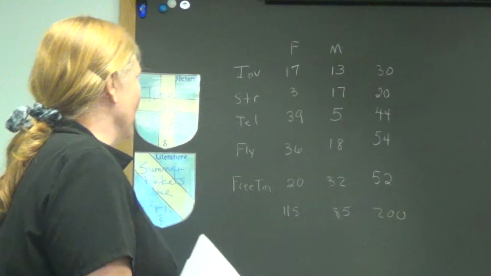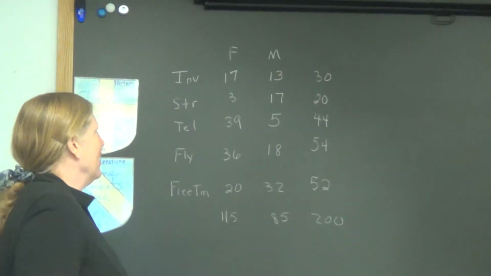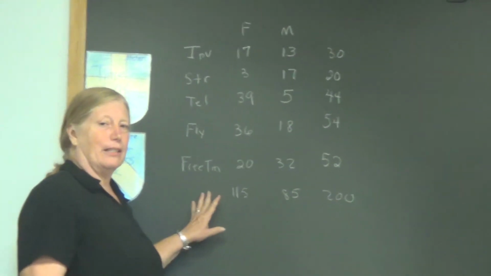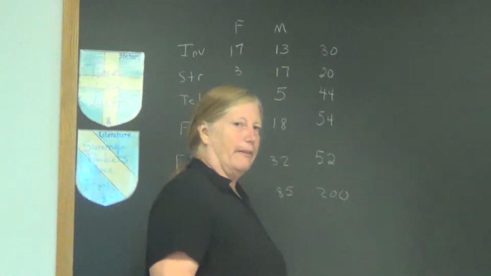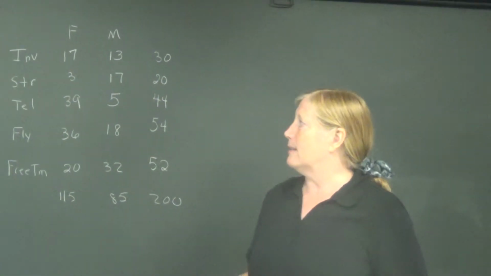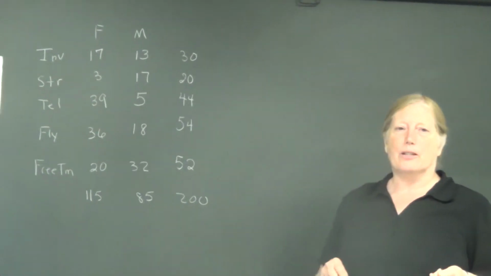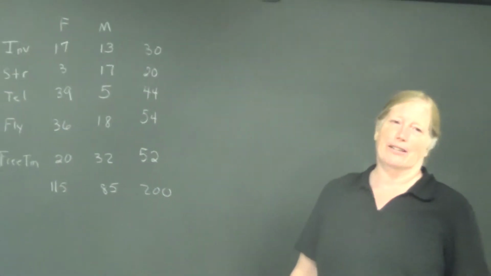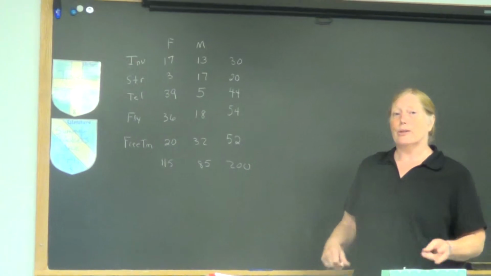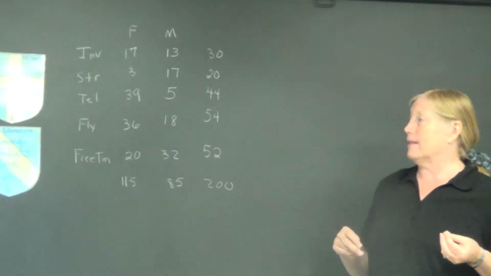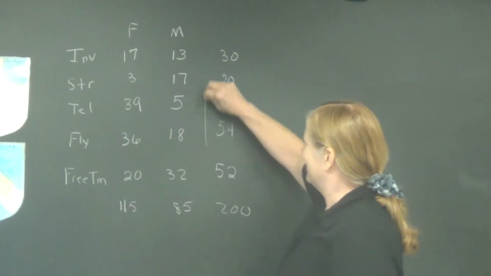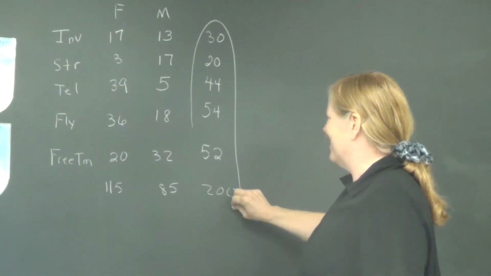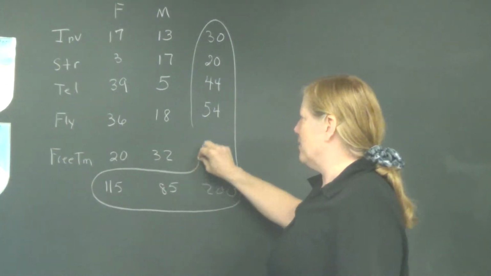So come back soon. On the board here, we have the chart from yesterday where we had superpowers divided into gender by male-female choices. The question I'm asking is, where are the margins on this? We circled them. Allie, name all the numbers in the margins. 30, 20, 44, 54, 52, 200, 85, 115. Right, these are the margins.